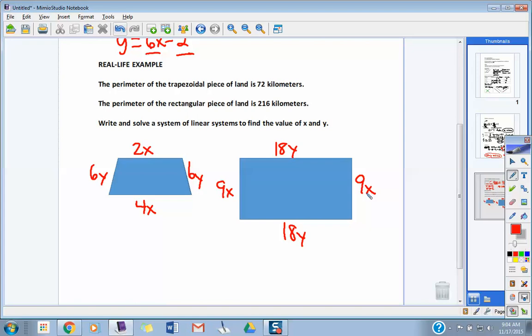All right, gang, here's the situation. In this real life example right here, we've got the perimeter of a trapezoidal piece of land, okay? Maybe you own some land, and this is what they're property taxing you on, okay? Property taxes.